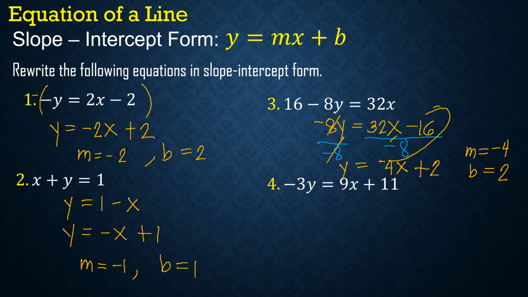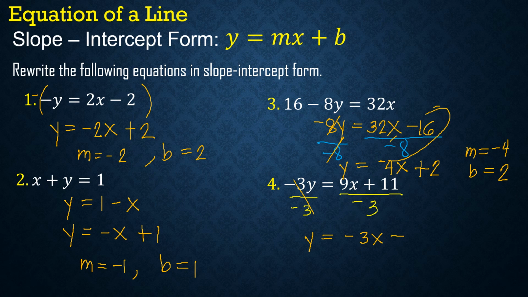So we have number 4. -3y is equal to 9x plus 11. In this case, we need to divide both sides by -3 so that we can have positive y. Cancel this out. So we have y is equal to 9 divided by -3, and 9 divided by -3 will give us -3x. So 11 divided by -3 is negative.